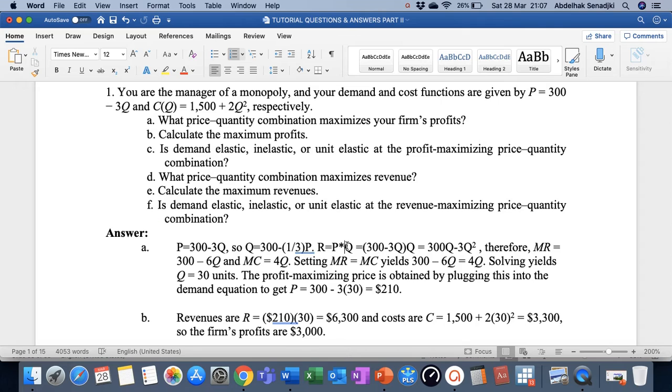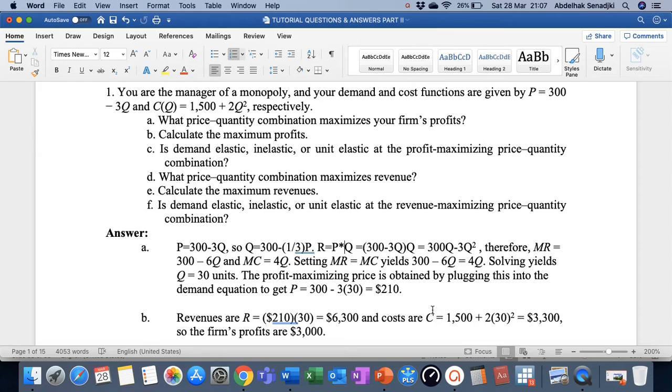As I say, the manager will maximize the profit where MR equal to MC, therefore MR 300 minus 6Q equal to MC, which is 4Q. When we solve this, we will get Q equal to 30 units, and therefore we will get P equal to 300 minus 3 times Q, which is 30, and P equal to 210. So this is the first question.